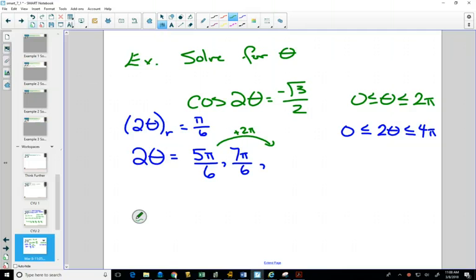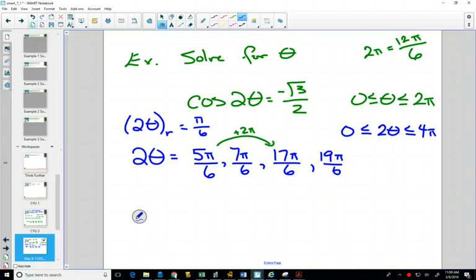How do you add 2 pi to 5 pi over 6? Well, you'd need a common denominator, adding fractions. So one of the things you're going to get good at is changing 2 pi to different fractions. 2 pi will be what over 6? 2 pi would be 12 pi over 6. So when I add 2 pi to 5 pi over 6, I'm going to get 17 pi over 6. 2 pi plus 7 pi over 6 will be 19 pi over 6.